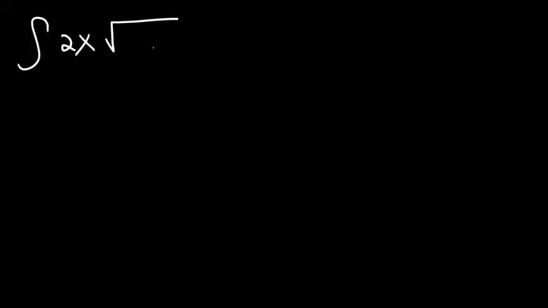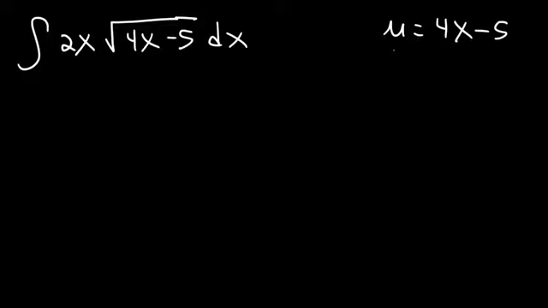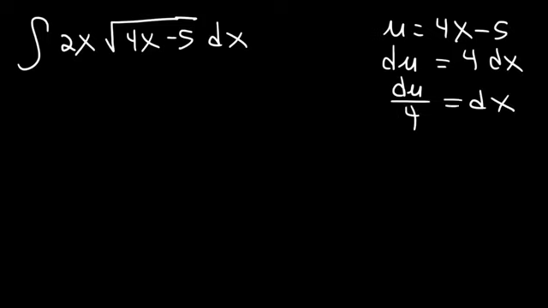Now let's work on this example. It's very similar to the last one, so you can try it if you want more practice. So let's set u equal to 4x minus 5, which means du is going to be the derivative of 4x, that's 4, and then times dx. So solving for dx, it's du divided by 4.